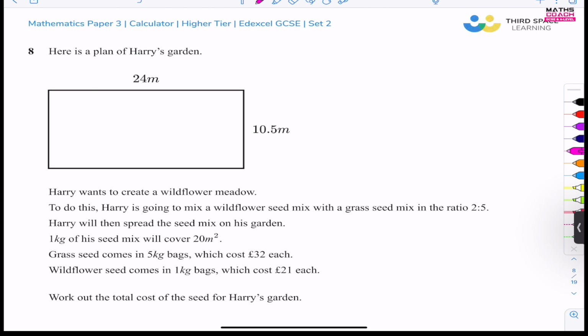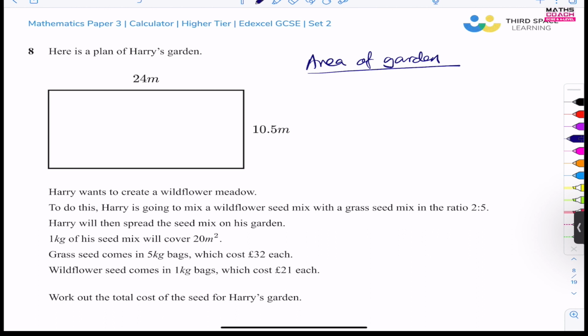So we've got this problem solving question, very, very wordy. What kind of topics are we going to be using? We're going to need to know how to find the area of a rectangle. We are dealing with ratios, and we are dealing with cost of things, proportion. So where do we begin? A good place to start would be to calculate the area of Harry's garden. So let's start there.